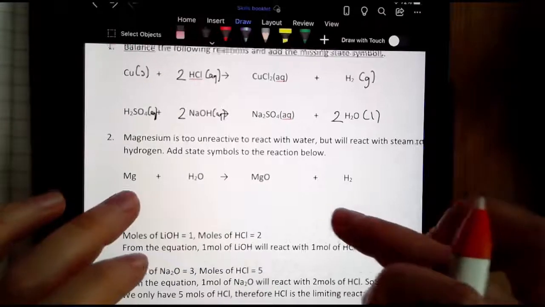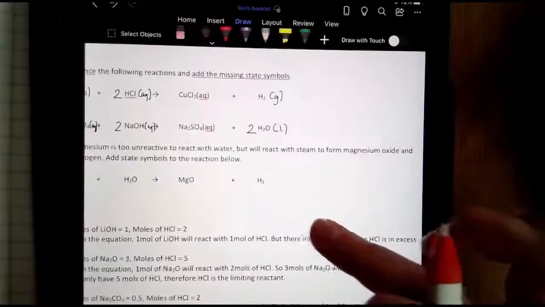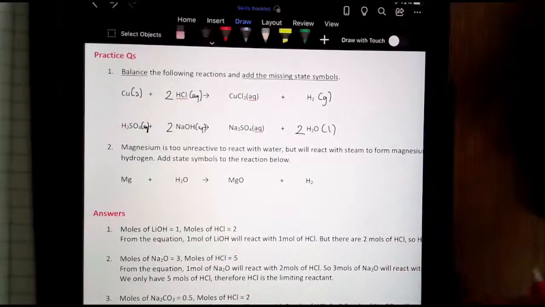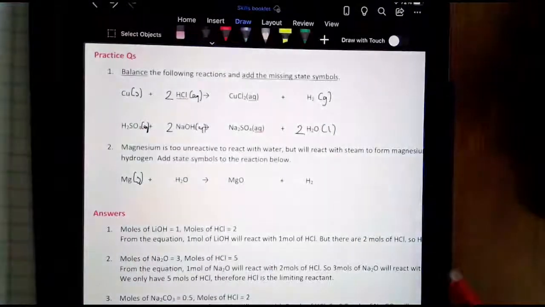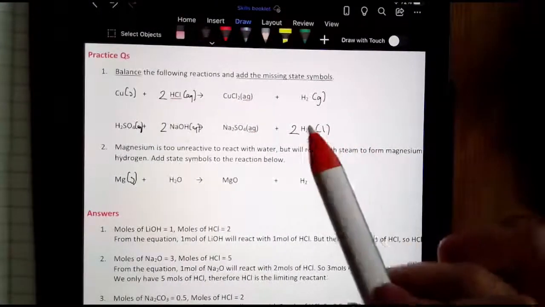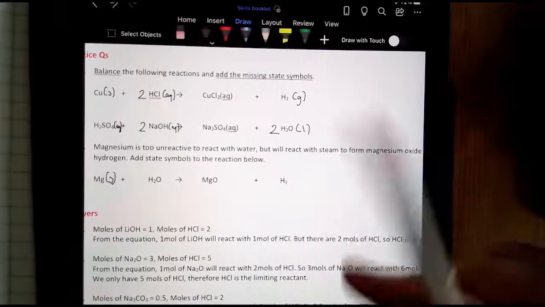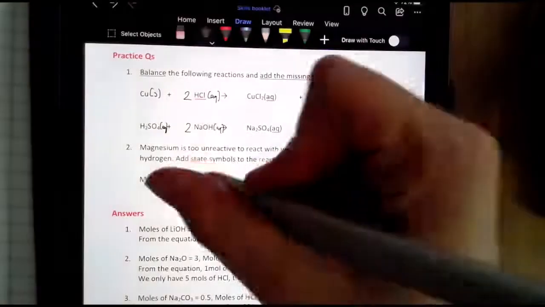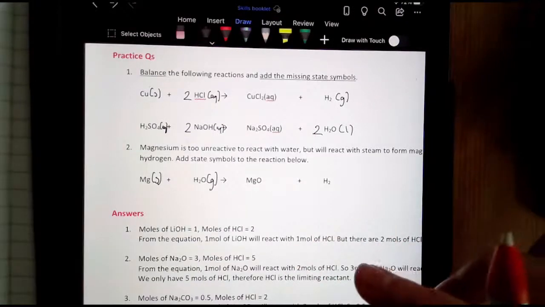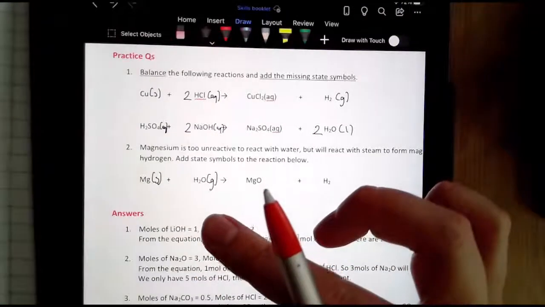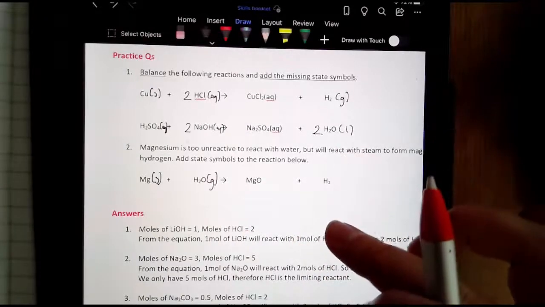Then it says here, magnesium is too reactive to react with water, but will react with steam to form magnesium oxide. Add state symbols to the reaction below. So magnesium is a metal. Because it's a metal, you know that it is solid. H2O, okay? Usually we write H2O as being a liquid because it's liquid at room temperature, but you are specifically told that it's reacting with steam. If you've got water present as steam, it's not going to be a liquid, it's going to be a gas. So you're expected to be able to read the question and add the appropriate state symbol. If you're not told anything about it being steam, you can assume it's liquid, but in this equation you are.